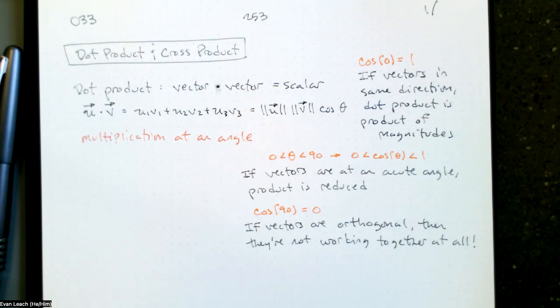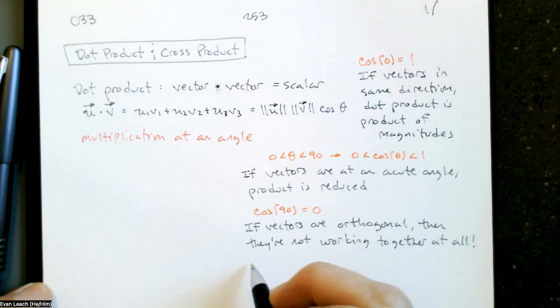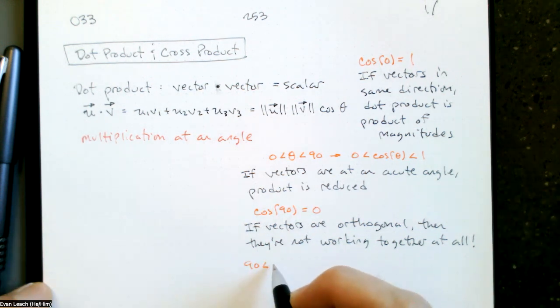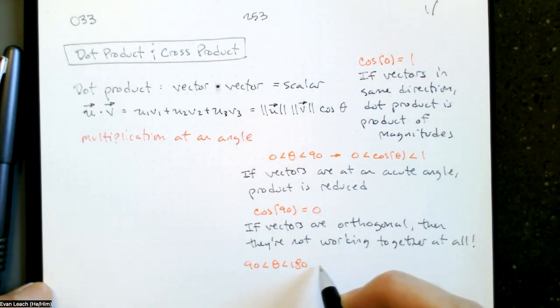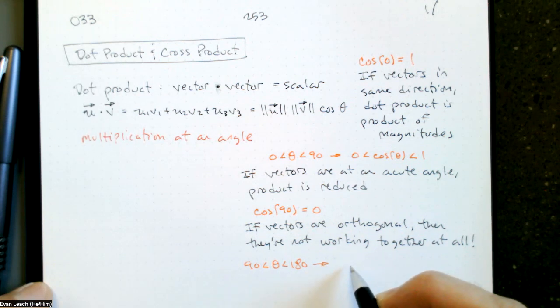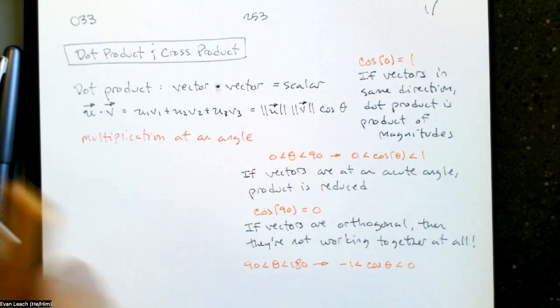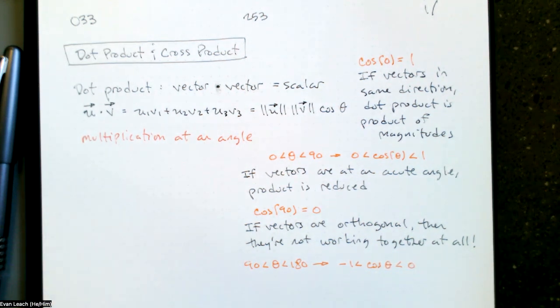This is a great way to determine if vectors are perpendicular. This is a good way to find a vector perpendicular to a given vector: find a vector where the dot product is equal to 0. When we get past 90, cosine drops negative. So for theta between 90 and 180, cosine of theta will be between -1 and 0. So now the vectors are kind of going in different directions.